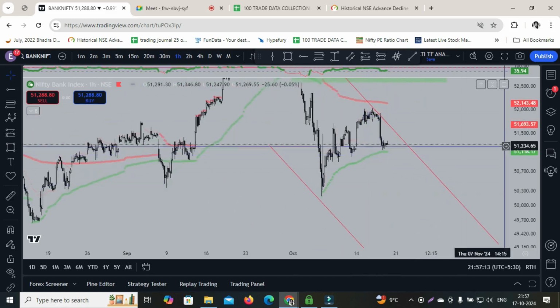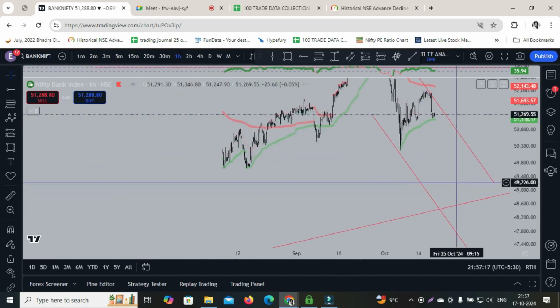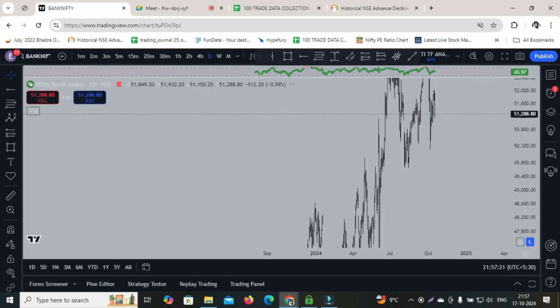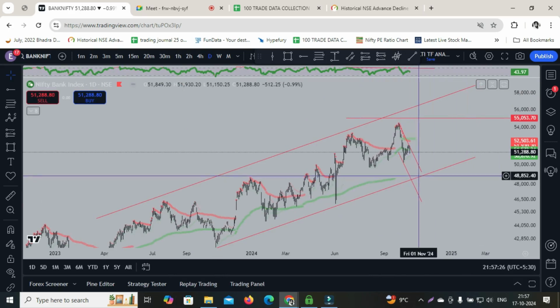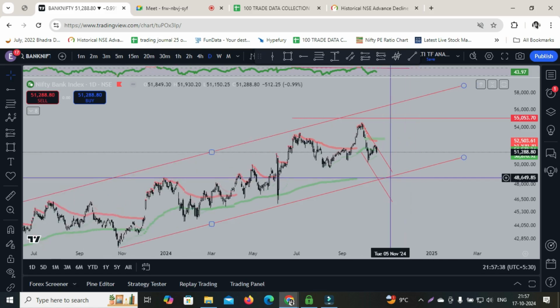And if it goes down from here, we need to see on daily what will be the next support on VWAP. Yeah, next support is coming here, which is again at 48,700 levels. That will be the channel bottom. So yes, I am looking at Bank Nifty going below 49,000 within next 4 weeks.